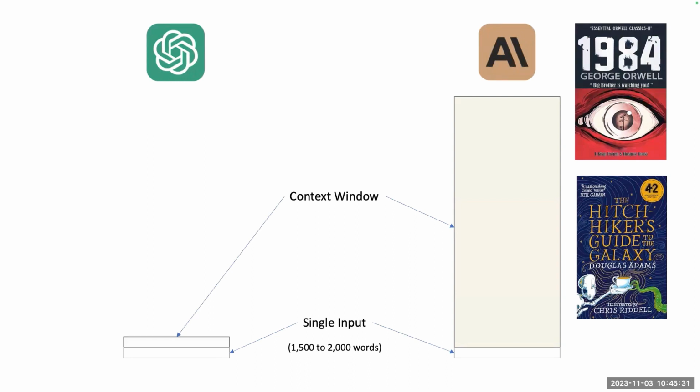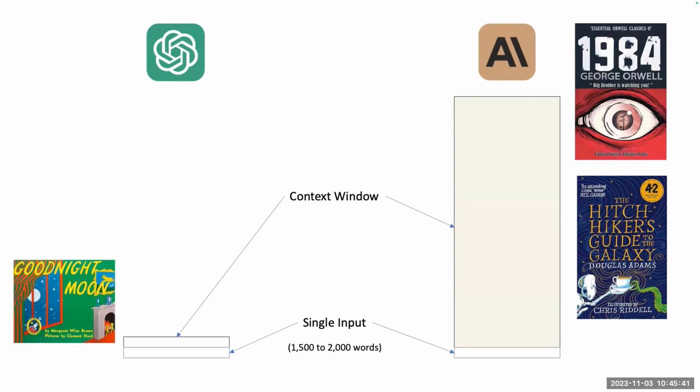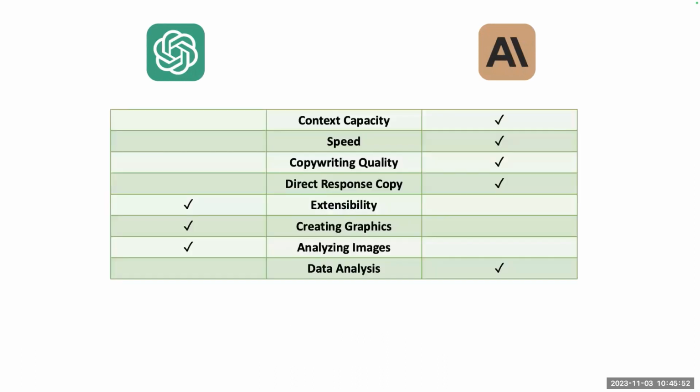Literally, that's drawn to scale. All right. So whereas you could upload 1984 and have very little room left to ask questions, in ChatGPT, you could upload a copy of Goodnight Moon and you won't have any room to ask questions. All right. So that's the difference between the two. Massive difference.